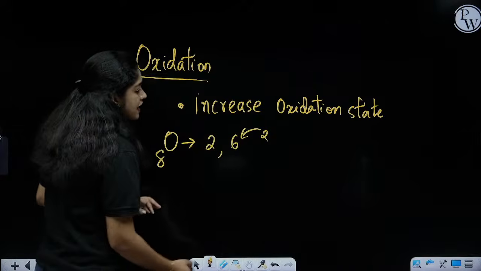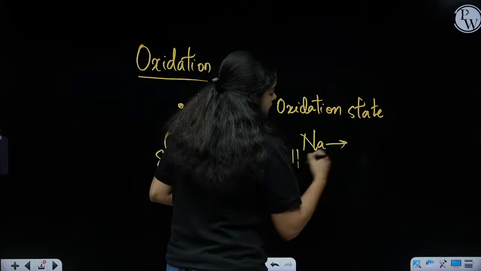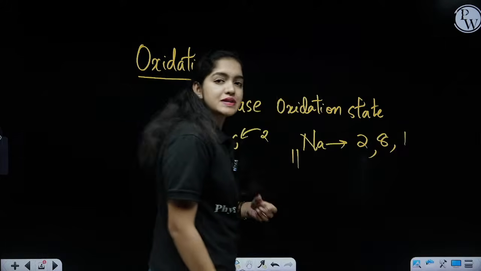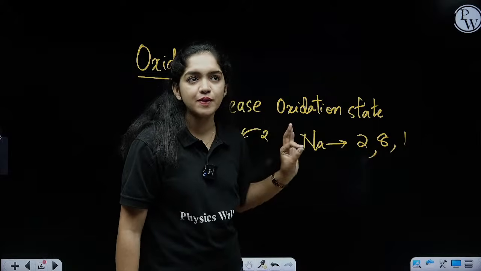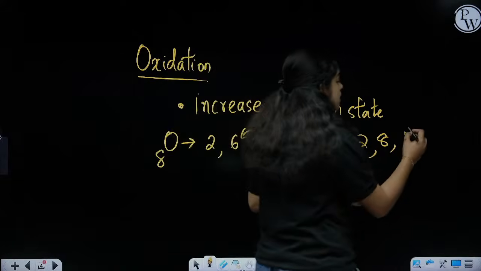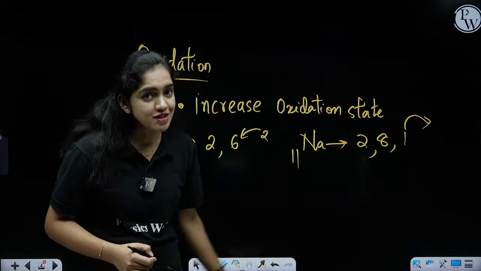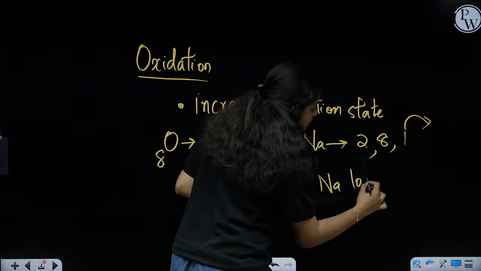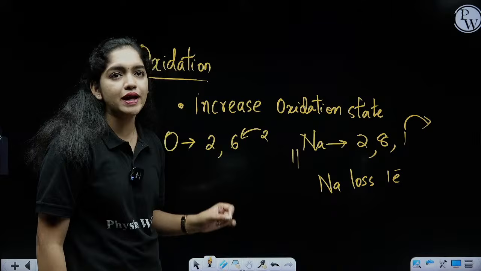Then, what about in the case of sodium? Sodium atomic number is 11, so the configuration will become 2, 8, 1. Sodium is also not stable. The outer shell contains only 1 electron. Is it stable? No, right? So, what will sodium do? Sodium will lose the 1 electron to attain the 2, 8 octet configuration. So, what happened to the sodium? Sodium loses 1 electron and it will change into Na+.